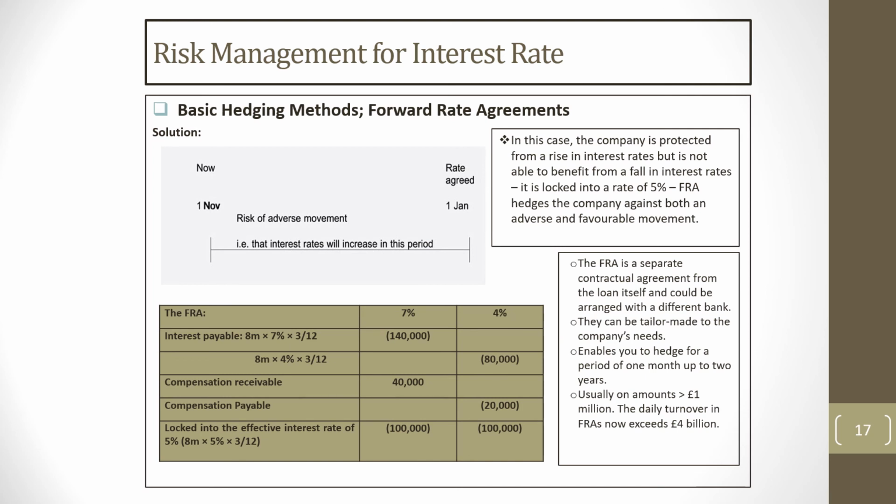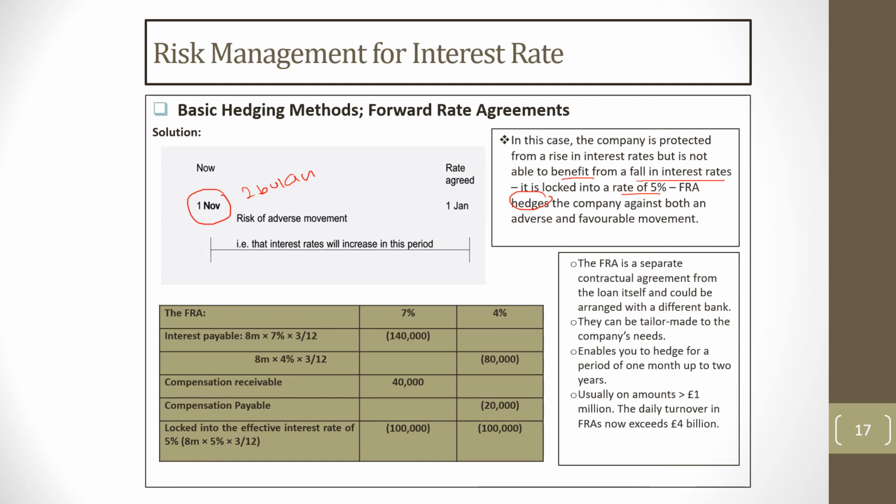Okay, so basically now is 1st November. It has told us in 2 months' time. So 2 months' time means 2 months. So in these 2 months, in this case the company is protected from a rise in interest rate but not able to benefit from a fall in interest rate. It is locked into the rate of 5%. FRA hedges the company against both an adverse and favorable movement.